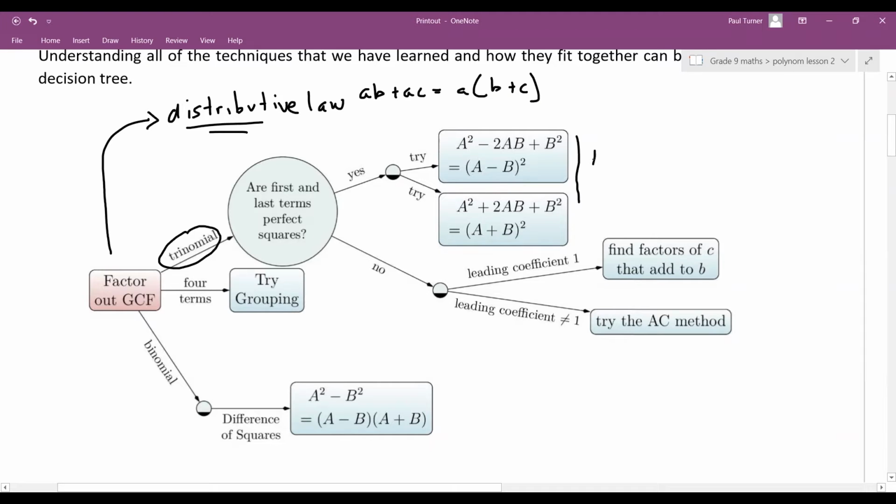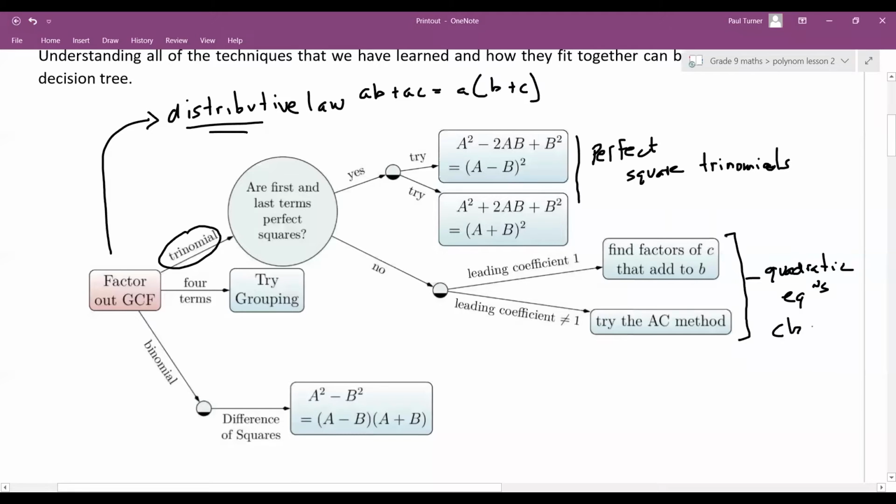So these are called perfect square trinomials. So don't worry too much about this one today. They have specific forms and they look like this. This section here will be discussed when we do quadratic equations, so that would be chapter 4 and 5. So this one we're not doing yet. So in polynomials, we won't do this technique in this unit.